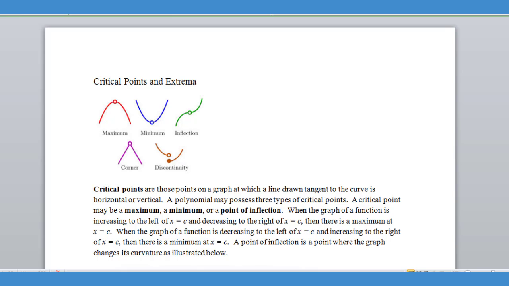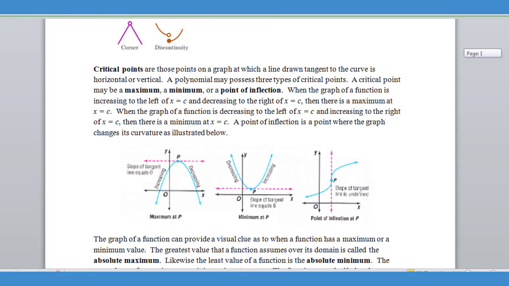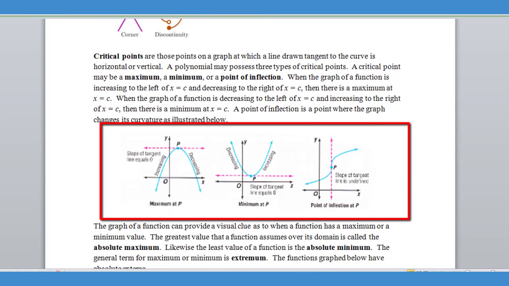Now we have a visual representation down here below, and you can see in the first two where we go from increasing to decreasing or decreasing to increasing, if we draw a little dotted horizontal line that's tangent to the curve, that's representing the critical point. Now we also have a critical point where we could draw a vertical line, and you can see that in the third example.